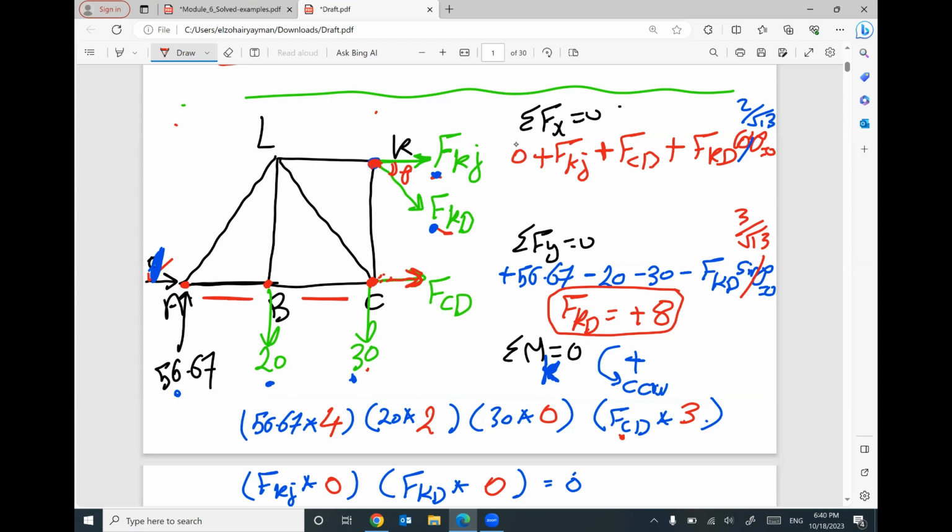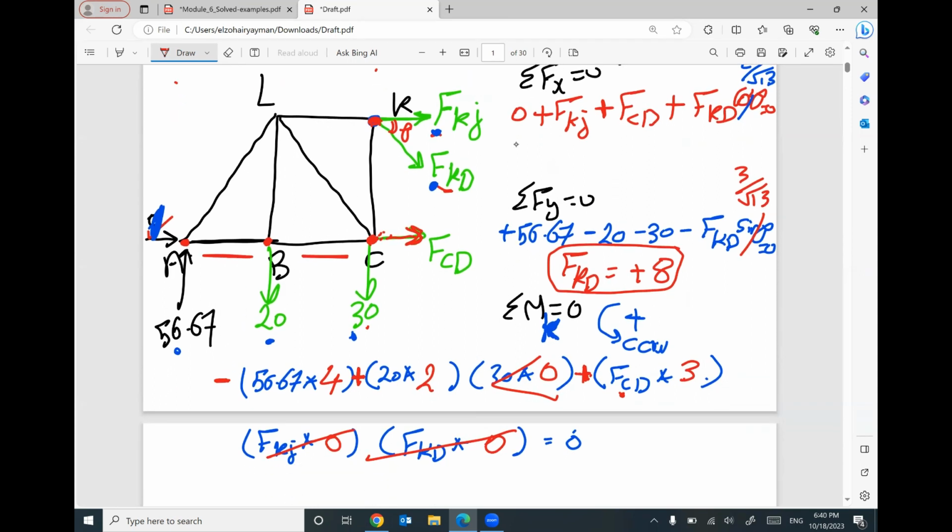I think this direction will be clockwise. I think this direction will be counterclockwise. This direction, I don't care. This direction will be counterclockwise, positive. I don't care about this one. Just imagine FCD will rotate about K counterclockwise, which is positive. This 20 counterclockwise, which is positive. Why 56.67 will be clockwise, will be negative.